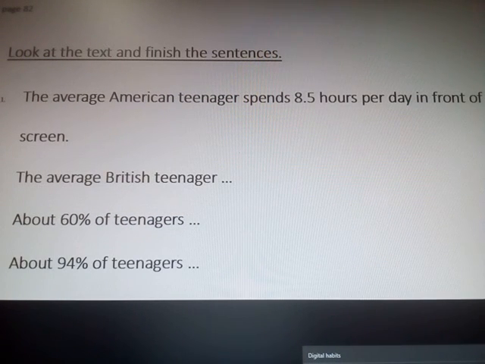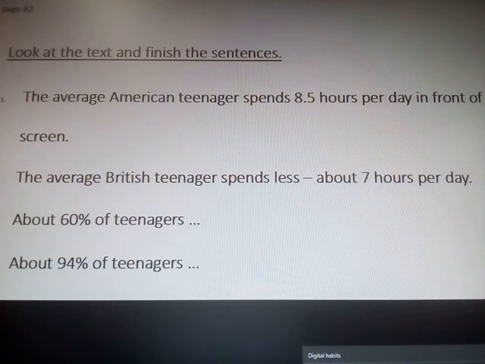Solutions. The average American teenager spends 8.5 hours per day in front of a screen. That's ridiculous. Imagine that. And I think, especially during Corona times, I think we matched this time. I mean, 8.5 hours, to me it sounds realistic. Second question, the average British teenager spends less, about 7 hours per day.